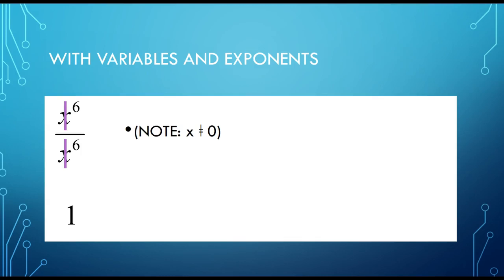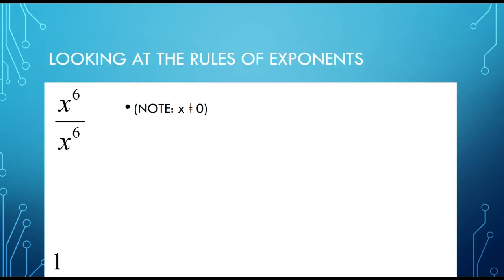But let's examine that a little bit closer using the rules of exponents that we learned when simplifying with exponents. So you have x to the 6th over x to the 6th. They have the same base, so you can keep the base and subtract the exponents. So that would be x to the 0.